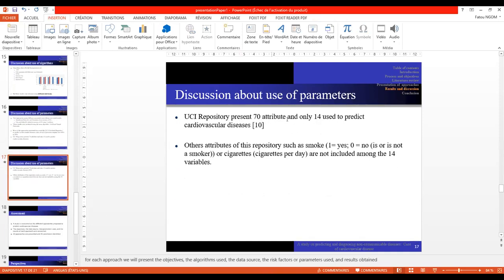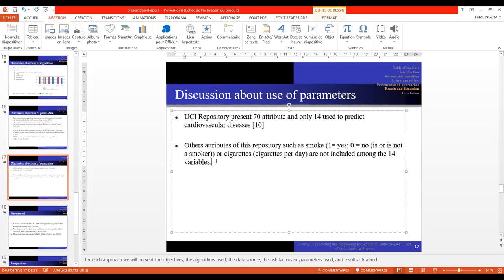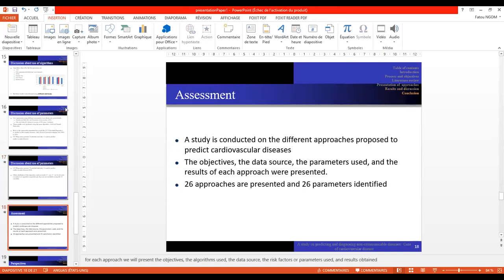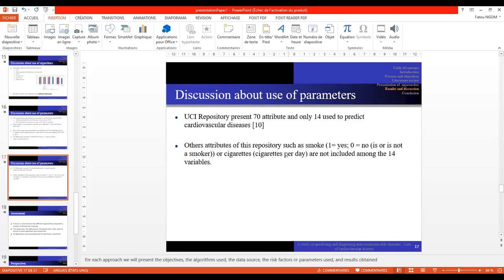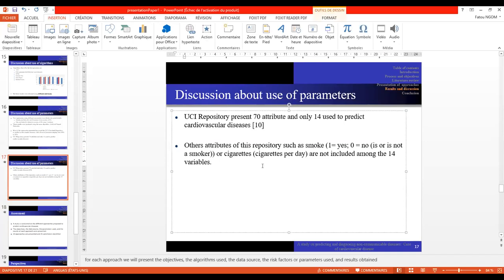So, the other attributes of this repository, such as smoker or use of cigarettes, are not included among the 40 variables. There is a problem because smoking is an important attribute which helps to predict cardiovascular disease.